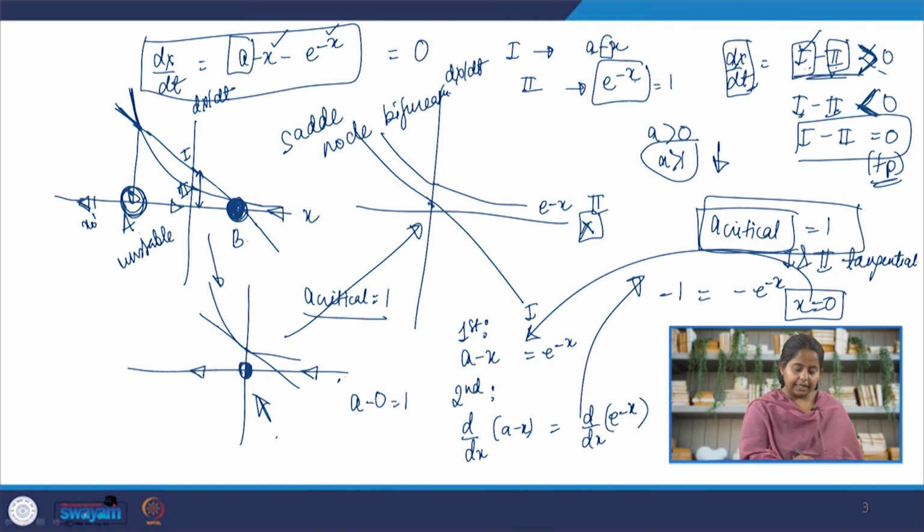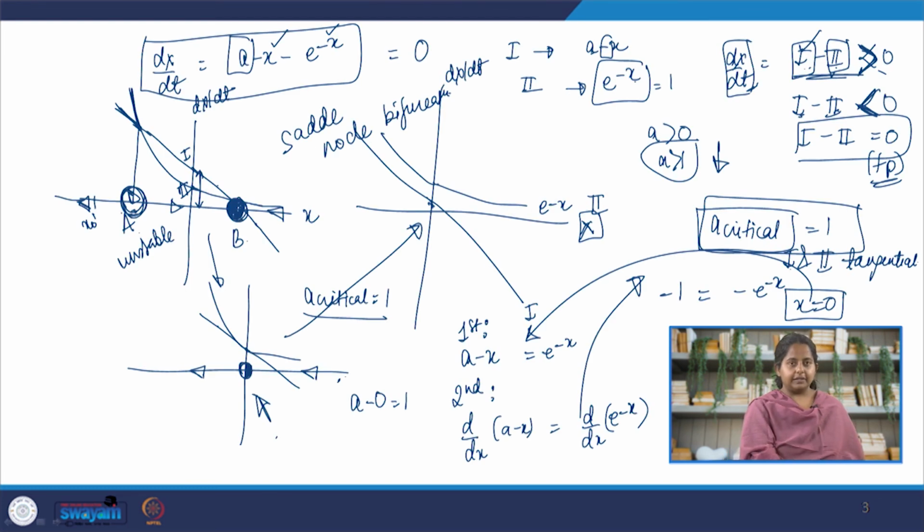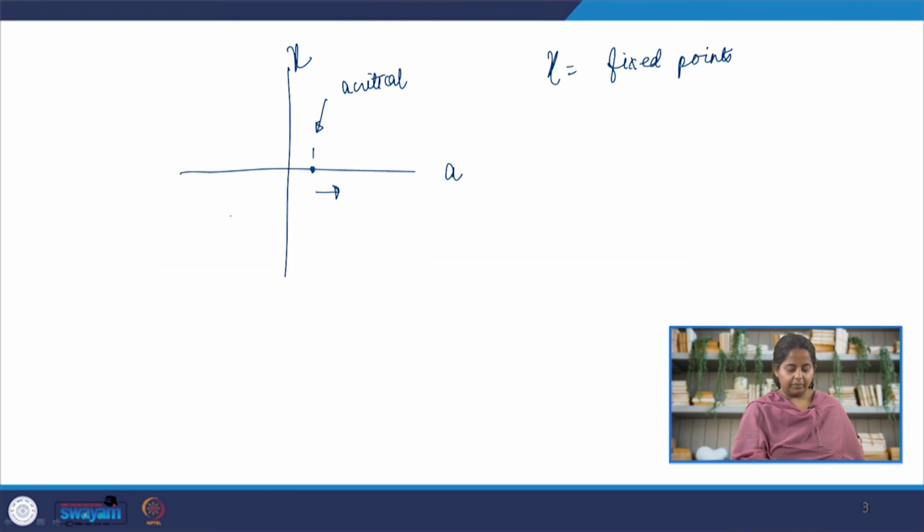And then when a is greater than 1, there are two fixed points. This is a equal to 1, a critical. If you look at the two fixed points, the negative one is unstable and the positive one is stable. So the negative fixed point is going to be an unstable fixed point. The positive fixed point is going to be a stable fixed point. So this is how our parameter versus fixed point diagram looks.